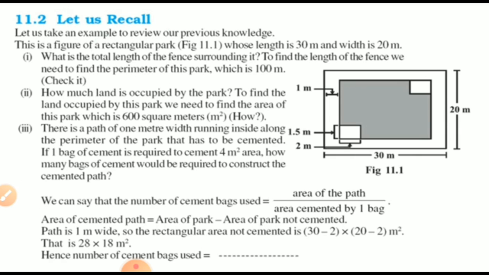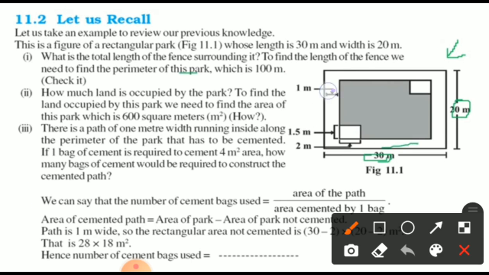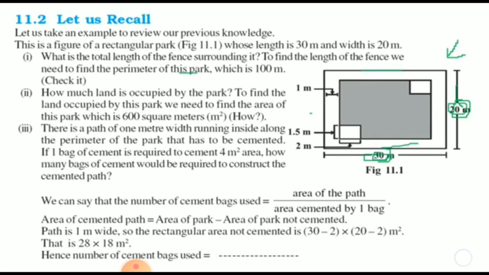Let us recall. Here is an example of a rectangle whose measures are 30 meters and 20 meters. Inside there is a pathway of 1 meter and two blocks of 1.5 meters and 2 meters on either side. We want to know how many cement blocks are needed. The border road will be a cement block, so we can find the area of the path and the area of the cement block. How many cement bags are needed for these things? These types of examples you already studied in lower standards.